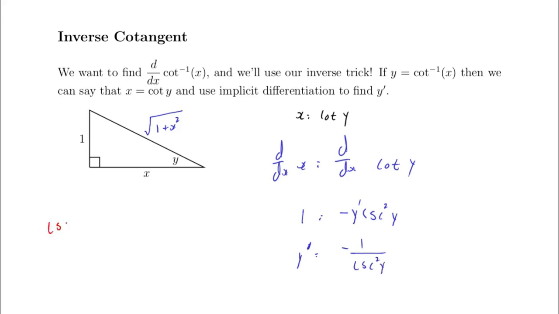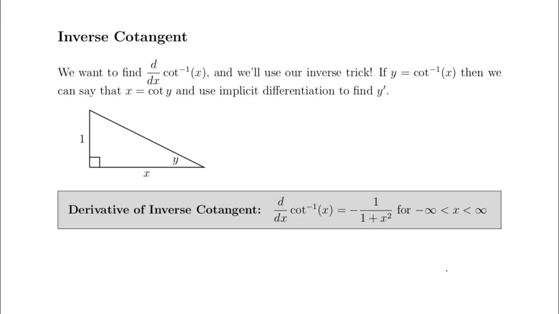Cosecant of y, we can see, is going to be the hypotenuse over the opposite side, because again, cosecant is the reciprocal of the sine function, so it's going to be the square root of 1 plus x squared. When you square that, you get -1 over 1 plus x squared. Look at that. It's just a negative version of the derivative of tangent inverse. Interesting.